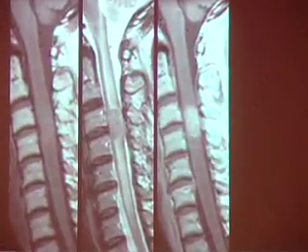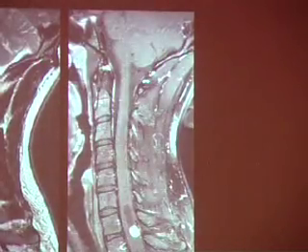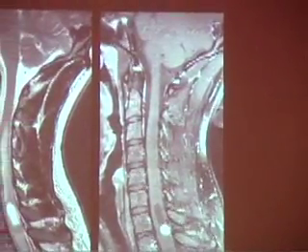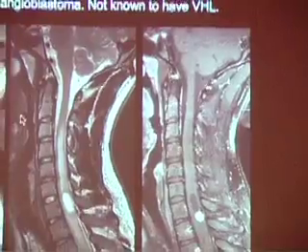What about hemangioblastoma? Relatively rare, but we do see them. And here's a young man with a cervical hemangioblastoma.